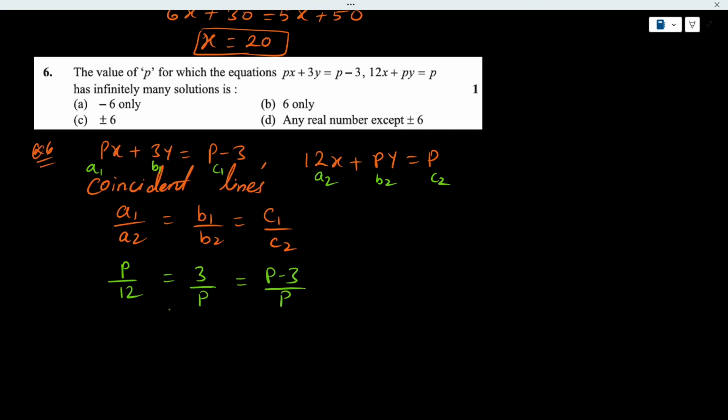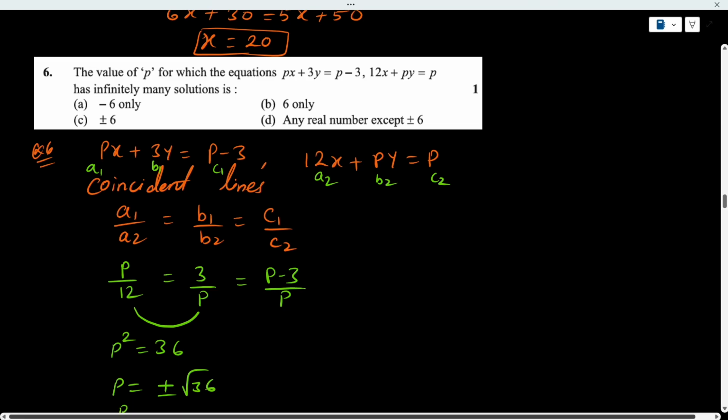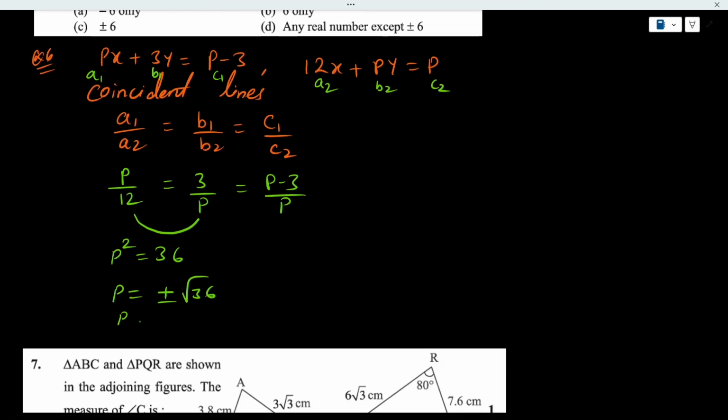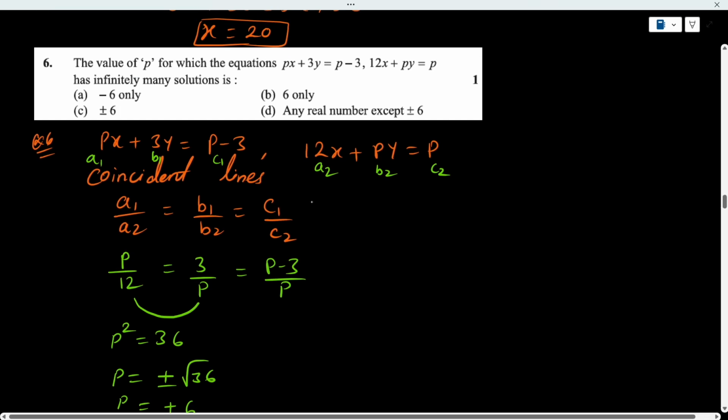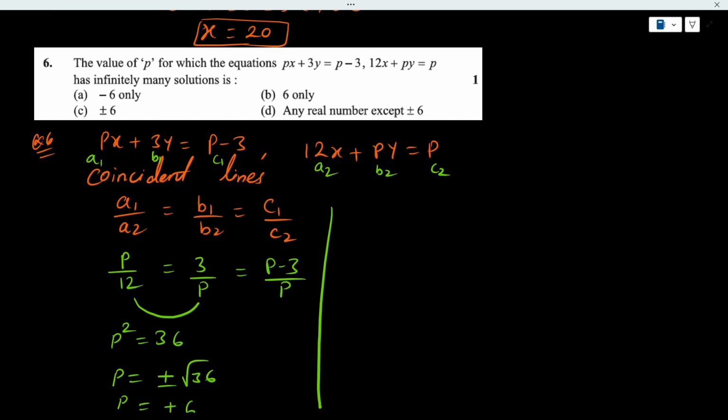We need to get the value of P, so you can compare any two. I'm taking the first two because the one with P minus 3 will take more steps to solve. You can otherwise take that also. Right, if I take this, what are the values here? P square equals 36 and P is going to be plus minus root 36. So what are the values of P here? If you see, P is going to be plus minus 6, right? Now I am getting here P is equal to plus minus 6.